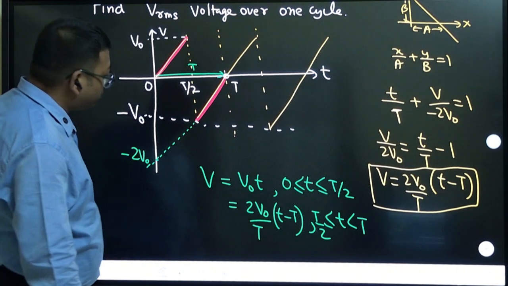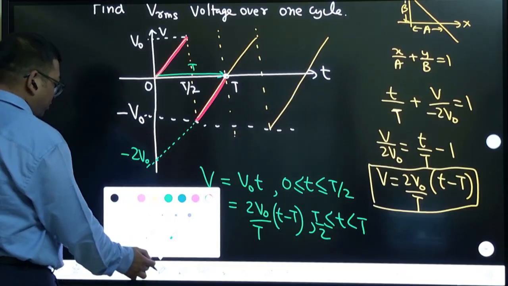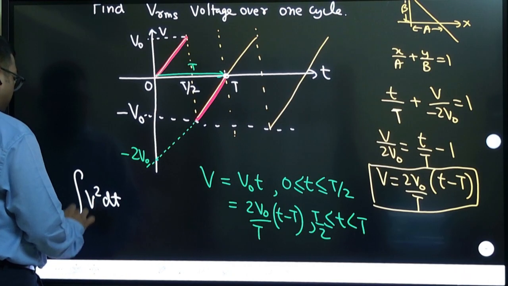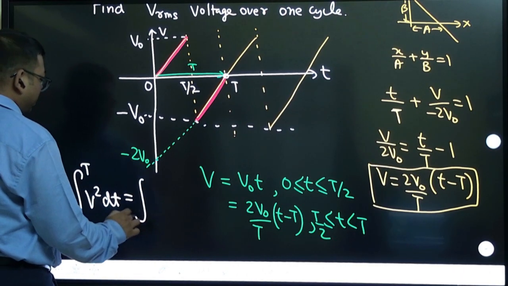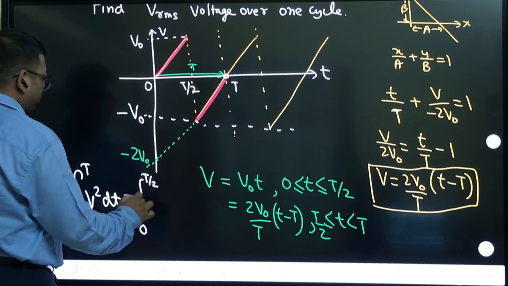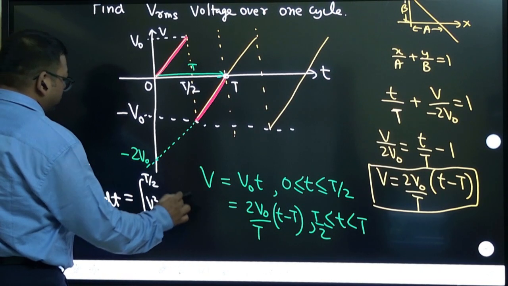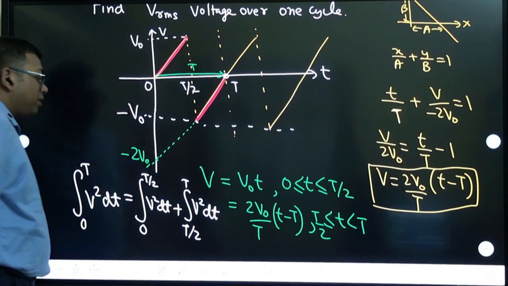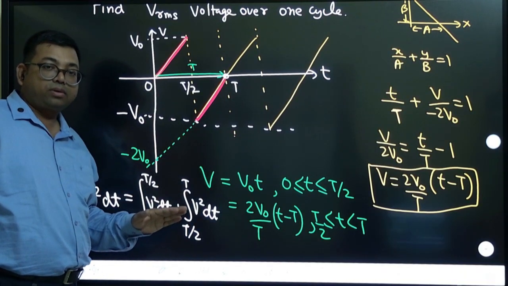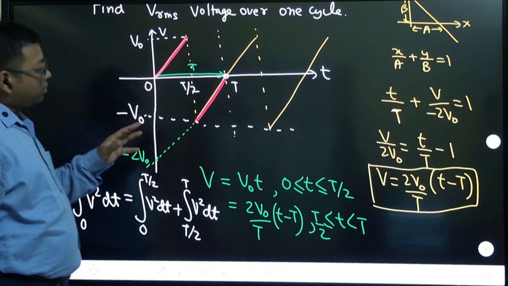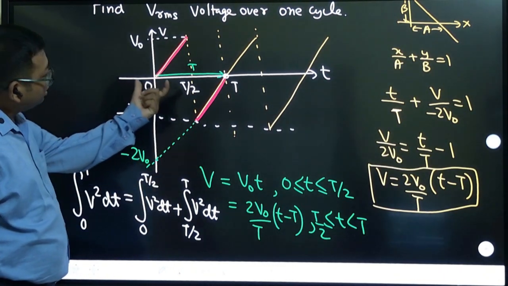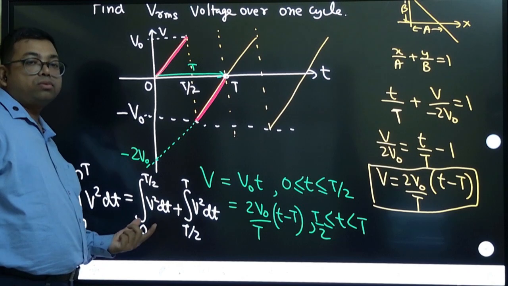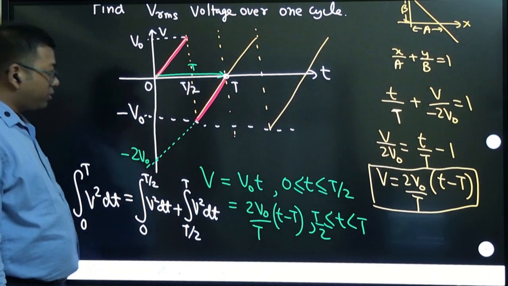Now you use integration. While you are trying to calculate the integration of v square dt over one cycle, you have to break it into 0 to T by 2 of v square dt and T by 2 to T of v square dt. Why do you need to break it? Because the graphs are different. This type of function is discontinuous, so you need to break this into two integrations. Then you can do this integration.